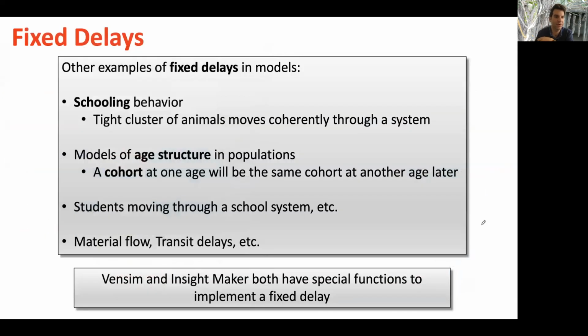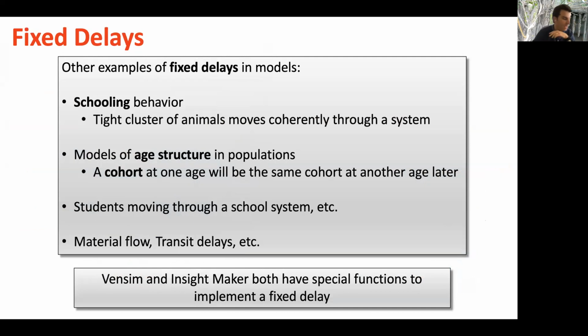If this example doesn't work for you, I've given some other examples here. Schooling behavior, oh, okay. No, please feel free to ask questions even if we've passed it. So there's a question here. Could we touch base again on what a lookup table's effect is on a model, or what their purpose is? And that's a great question.